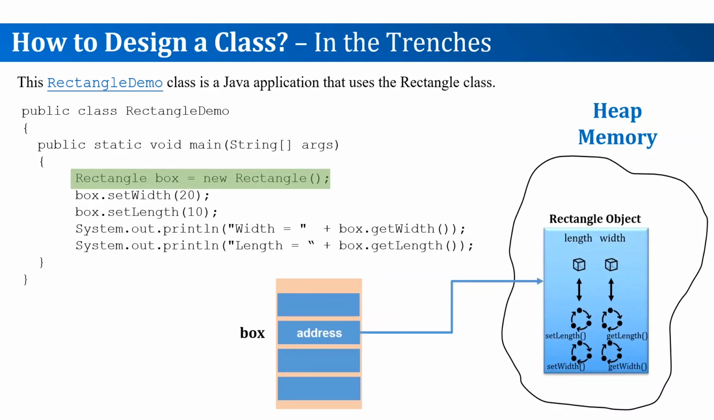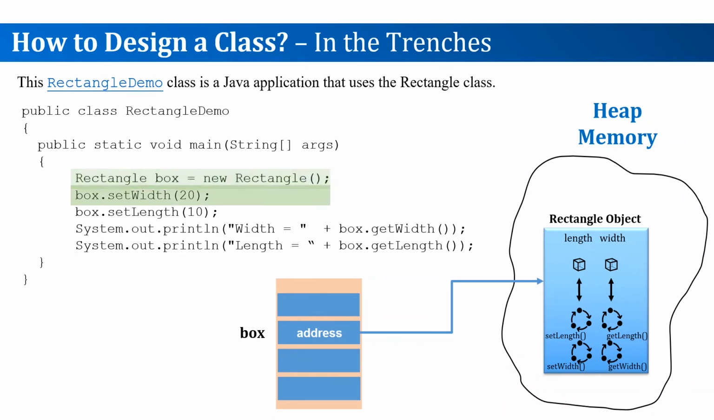Inside the main method, I will use the Rectangle class by creating a Rectangle object. The first line tells Java to create a new object from the Rectangle class and reference it with the reference variable box. Notice that the Rectangle object in the memory has the two fields length and width ready. It also has the four methods we declared in our blueprint class.